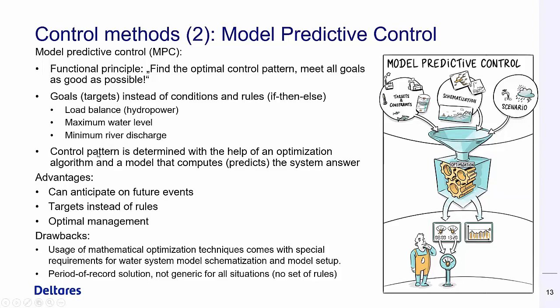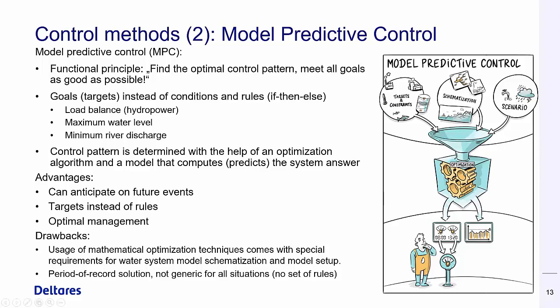And then the model finds a control pattern with the help of an optimization algorithm and a model that computes the system answer on a certain control pattern. And here this cartoon is much more complex, so we feed the optimization algorithm with targets and constraints, a schematization of the water system, and a scenario, for example, the forecast for the next 2 weeks, or a seasonal forecast for the next 2 or 3 months.